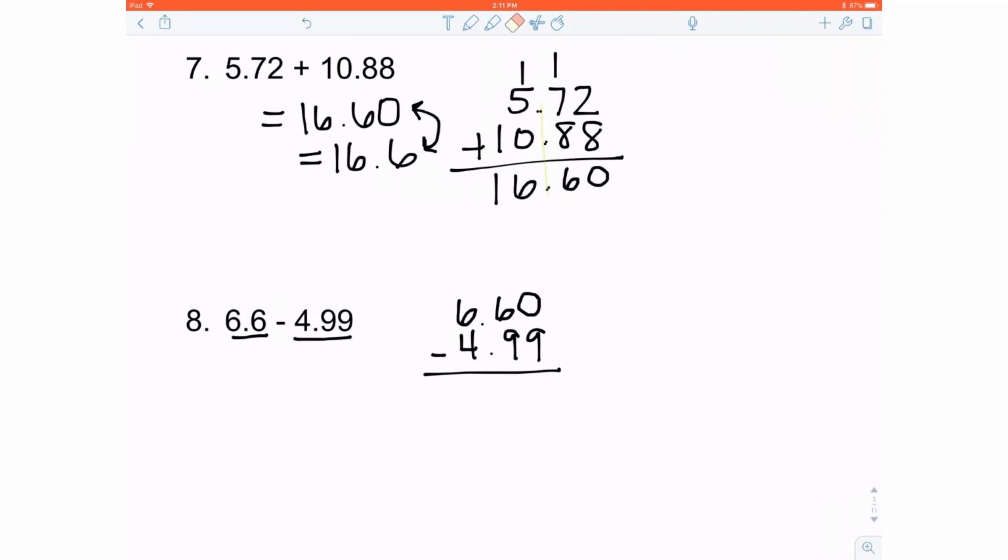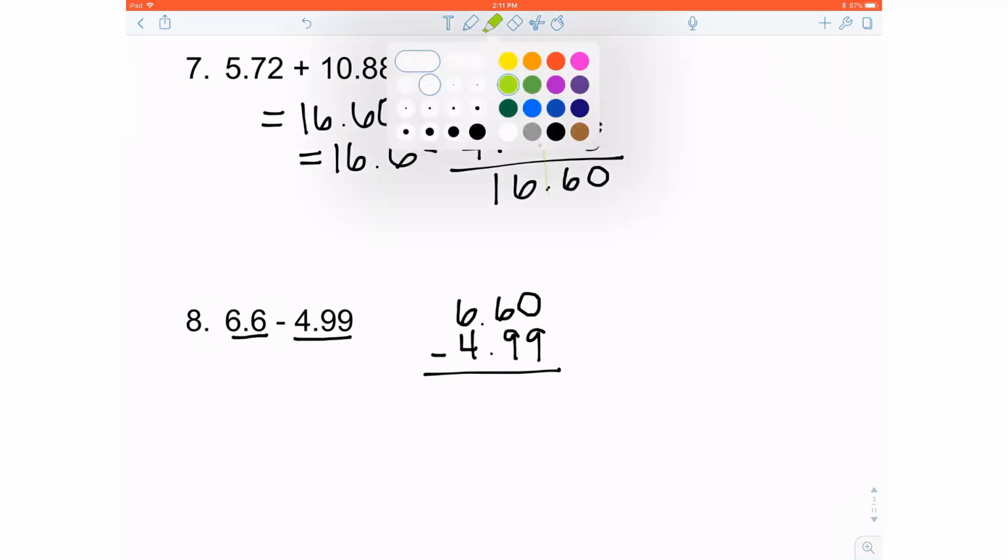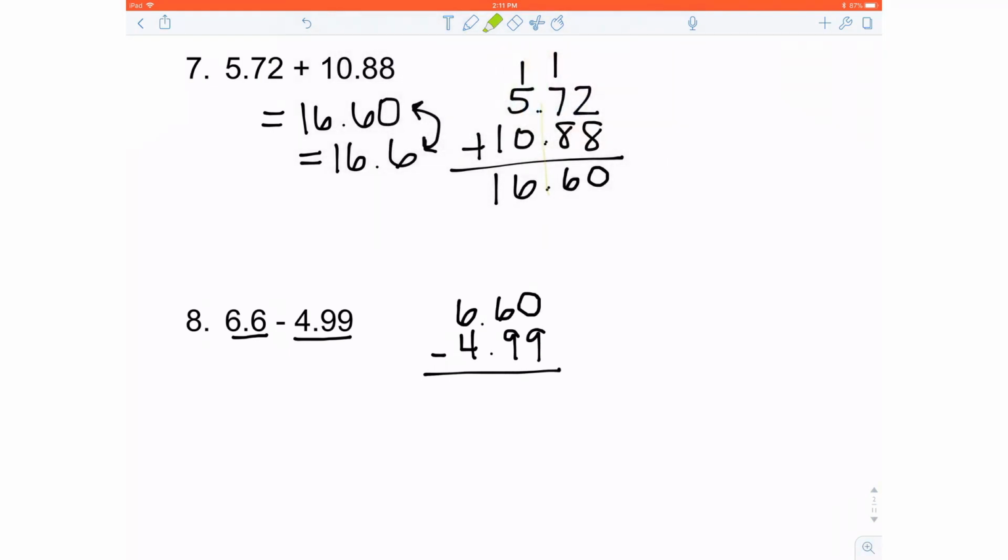Now remember over here, I'm going to bring you back to this real quick. Remember over here, we had 16.60 as our answer, but I told you that if there's a 0 behind the decimal, it doesn't affect you to write it 16.6.